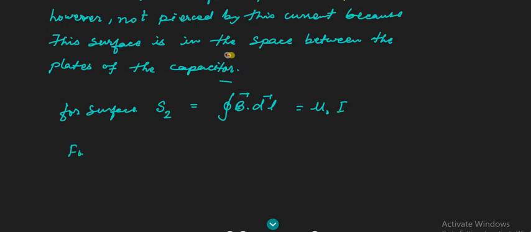And for surface S1, B dot dl, but you know well there is no current passing through this part because it is the space between the two capacitor plates, and therefore there is no current. So you can write mu naught times 0, which is equal to 0.